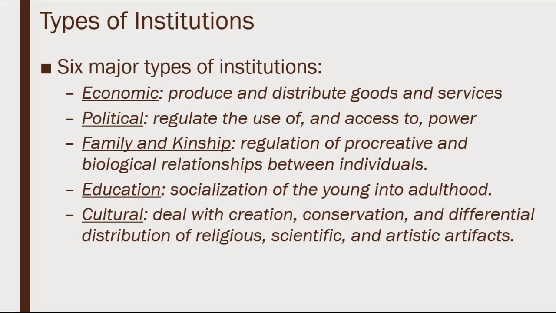The fifth is cultural, and this is where religious, scientific, and artistic artifacts are created, conserved, and differentially distributed. For these types of institutions, think about the places where you learn about art, recreation, science, and knowledge, and what is considered quote-unquote legitimate. There are many forms of art in the world, for example, but not all art is given the same level of value.